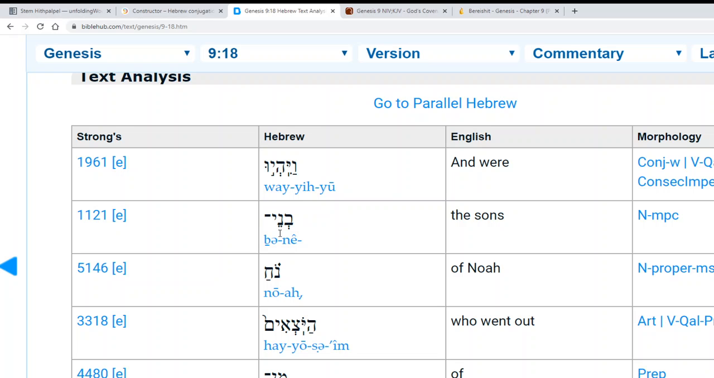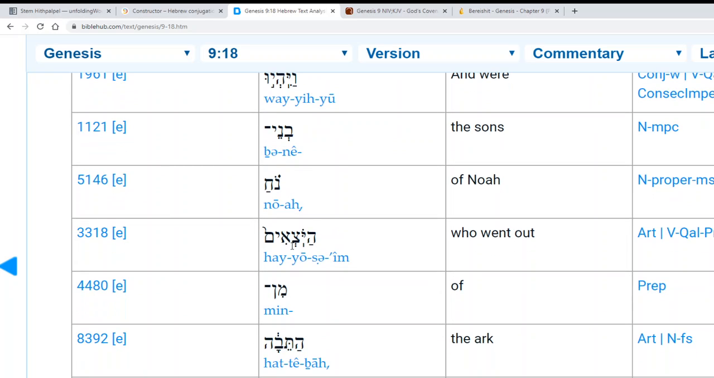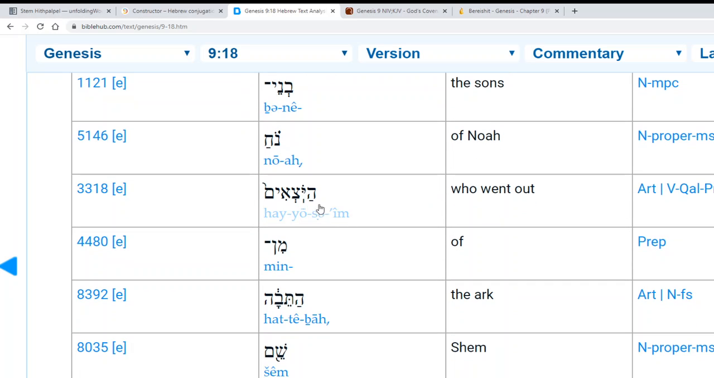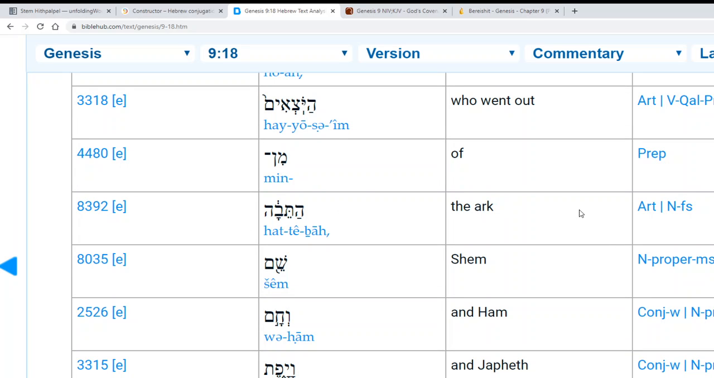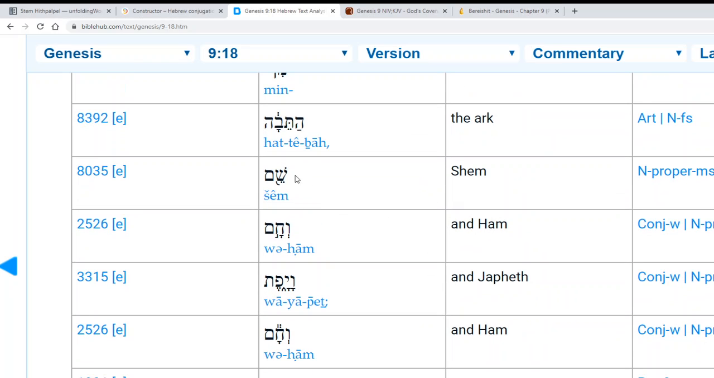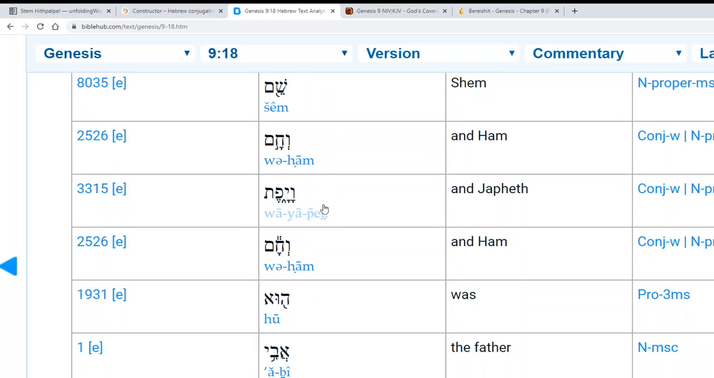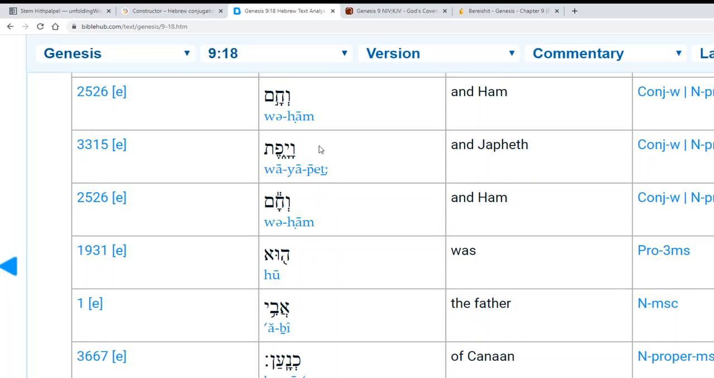Bnei Noach, the sons of Noah. Hayotzim. We spoke about yotzim before. Those who are leaving, with the article, who went out. Min hateva, so from, preposition, and hateva, the ark with the article. Shem is his name. Conjunctive vav. Cham is his name. We've discussed the names before. Conjunctive vav, va'yafet.